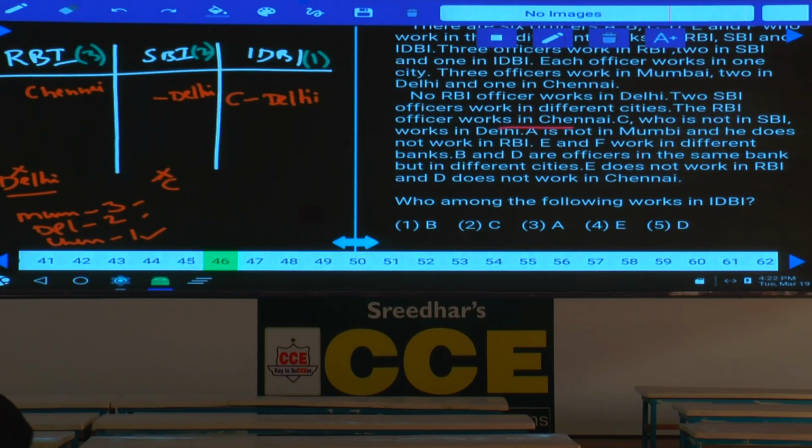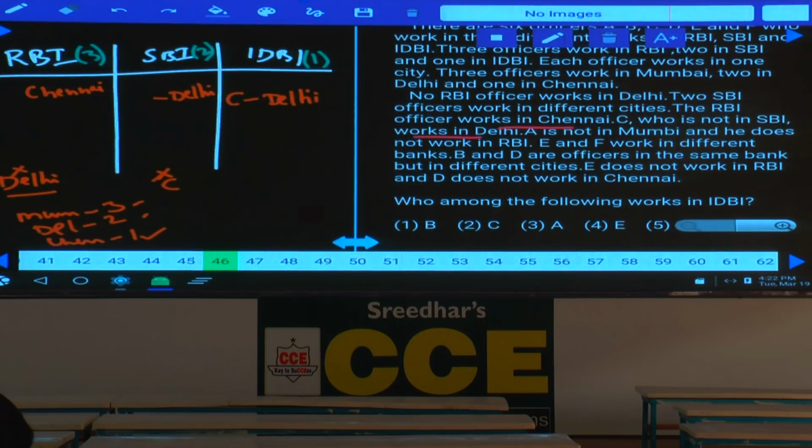And C who is not in SBI works in Delhi. A is not in Mumbai. As A is not in Mumbai, A does not belong to Mumbai. Hence A must be from either Delhi or Chennai. Isn't it? And in Chennai, there is only 1. That person can be A.